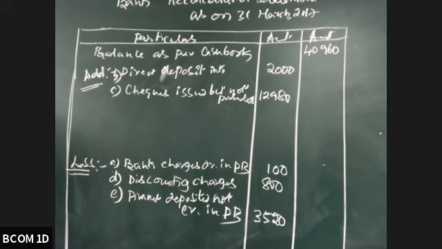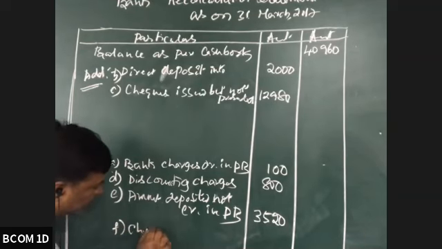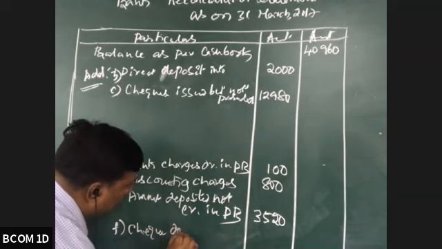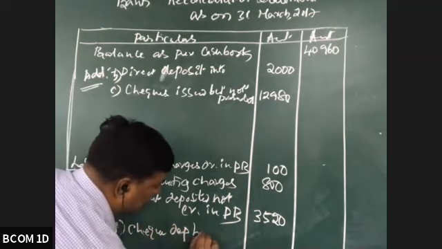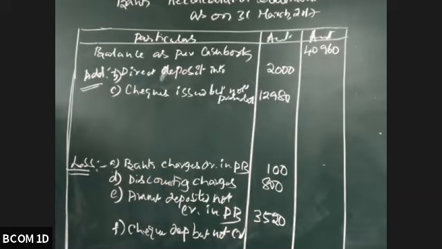Checks dishonored, but not recorded in the cash book. Look at this one. It is nothing but check deposited but not credited. Every time the wording will be changing. So F, check deposited but not credited.